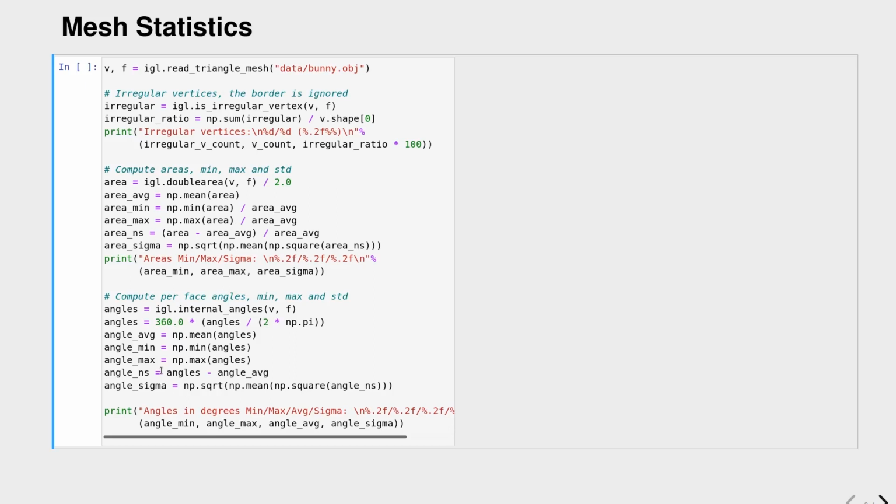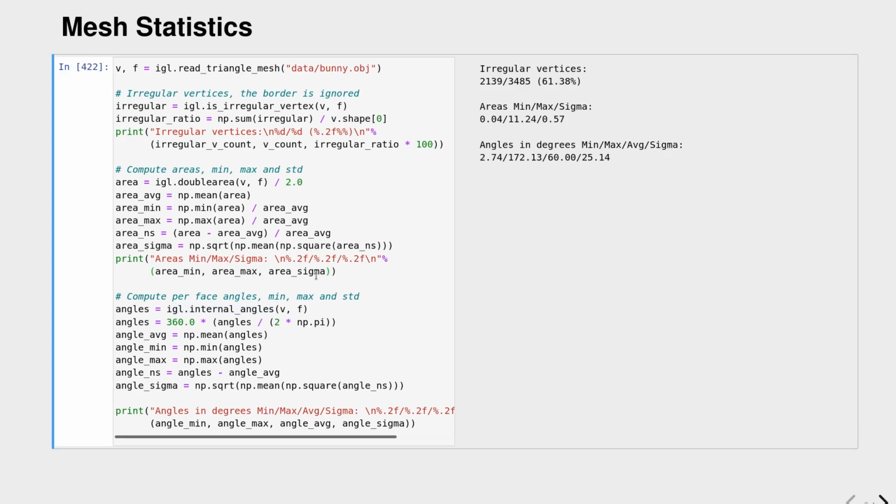Besides the visualization of geometry, it might also be interesting to get some statistics about your geometry or meshes, and this can also be done with LibIGL. So if we read, for example, the bunny model again, we can then look into how many vertices are regular and how many irregular. We can, for example, find out the area of our faces by calling the function double area, but we can also get statistics about the internal angles of all the triangles, and by calling all these functions we see that the bunny, for example, has roughly 60% irregular vertices.